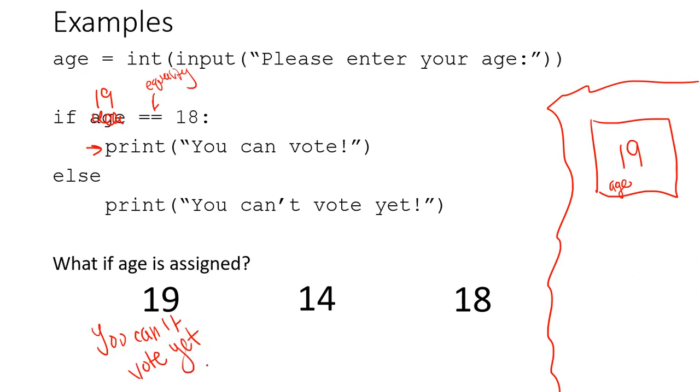Okay? Now you're probably like, Marsh, that seems broken. If I'm 19, I should be able to vote. These programs are not the best, right? They're not going to run all the time perfectly. Let's check the next example.